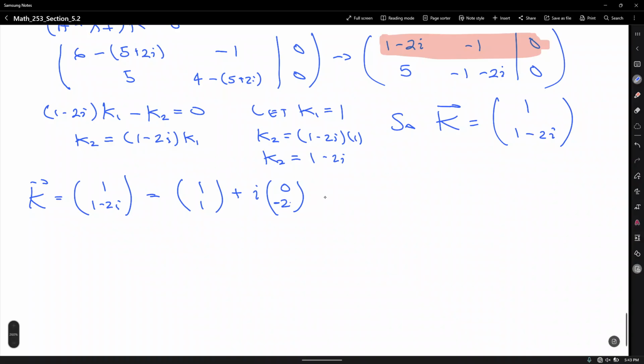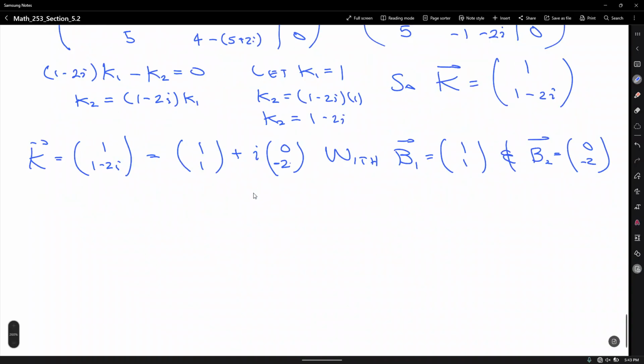What this with b1 equals the real part of this vector k, which is 1, 1, and b2, which is the imaginary part of the eigenvector. And guys, we're pretty much done with the problem. All we need to do is go back and substitute into the big formula. That's it. You see how these systems, despite they could be a little scary at first, they're not as bad as they look.